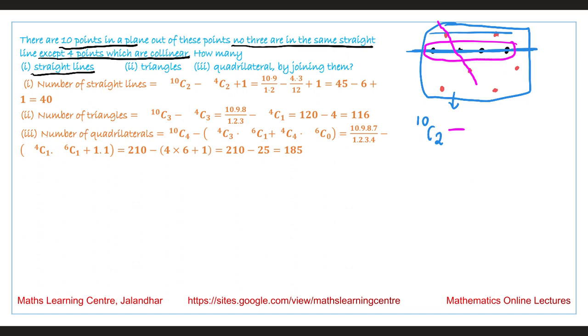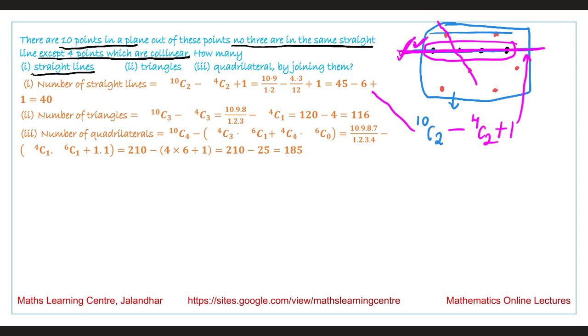It means I have also chosen 2 points out of these 4. So number of ways of doing so, it is 4C2. It means all the lines formed by joining these 4 points, they are subtracted. Now we are adding 1 over here to add a line which is formed by joining all these 4 points.